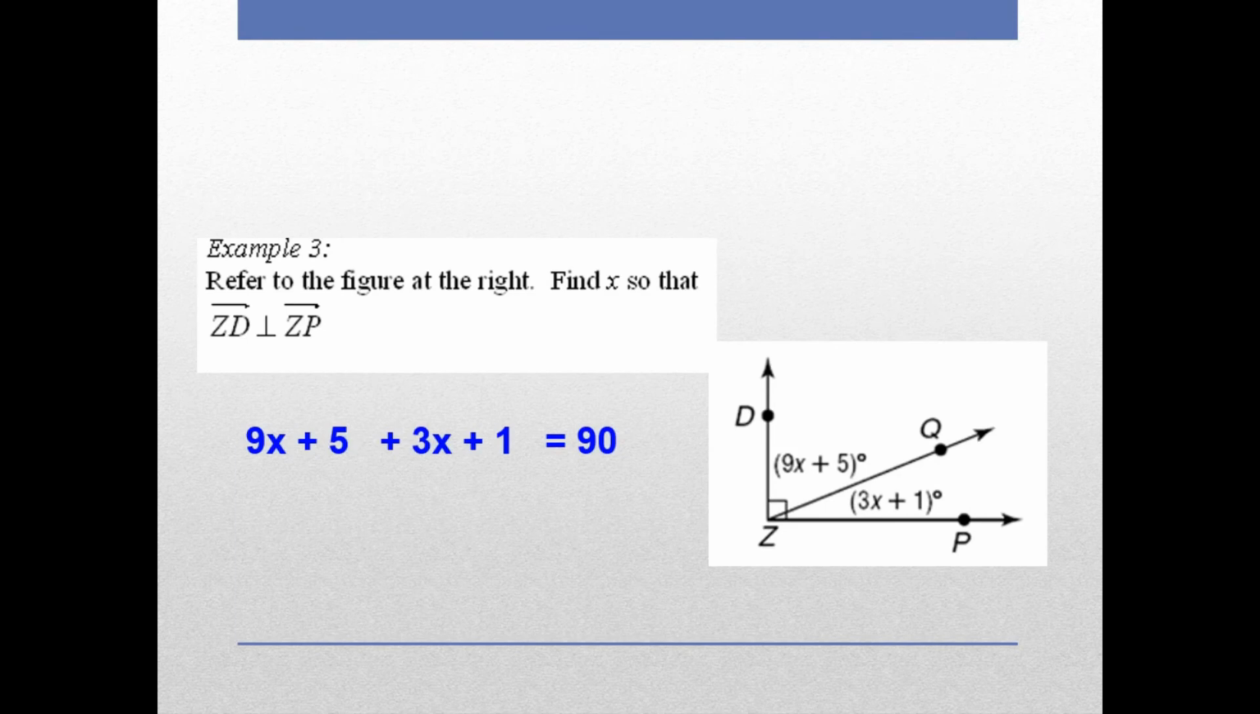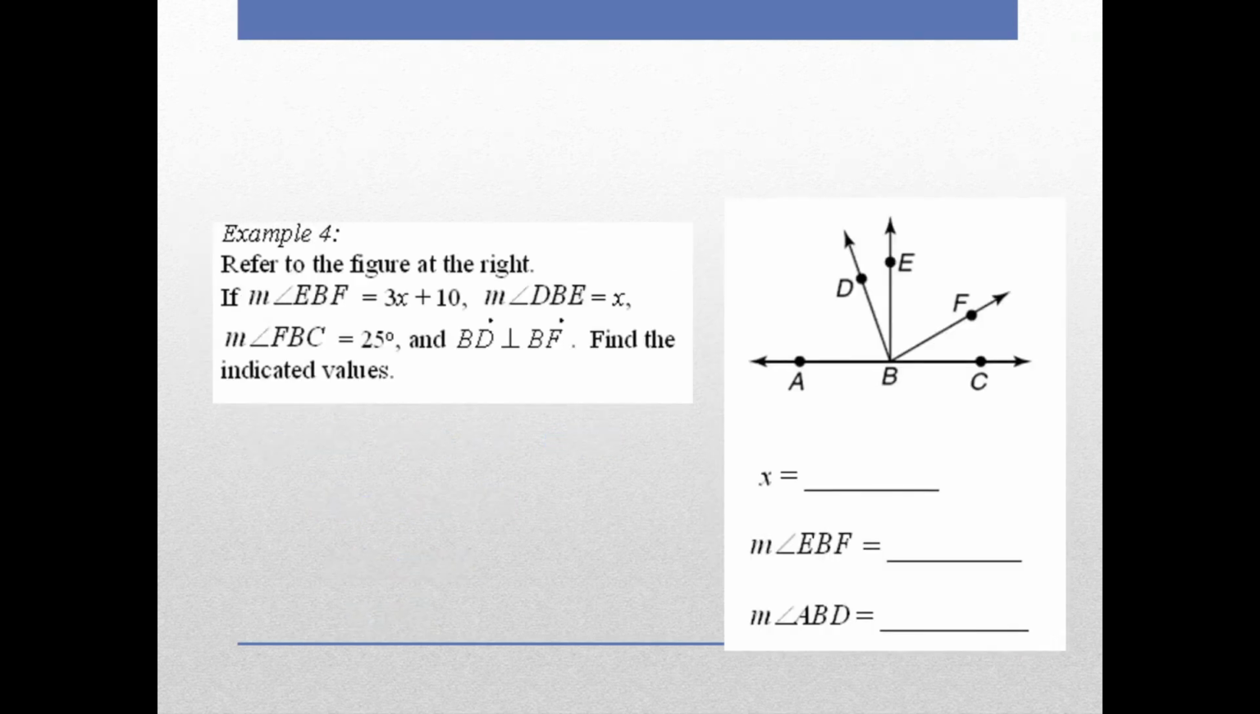It's the same thing. We just need to know that this symbol tells us that the total angle size is 90. Solve that and you end up with 7 for x. And notice it doesn't ask you to find anything else. Then I'll ask you to try examples 4 and 5 in class tomorrow.